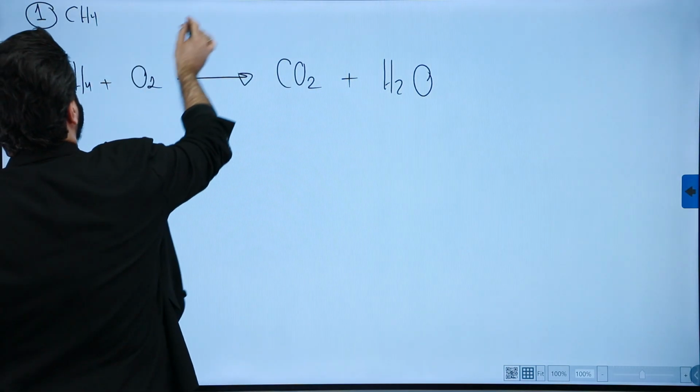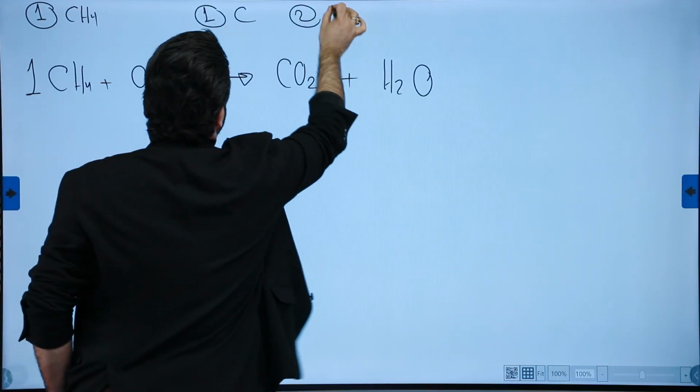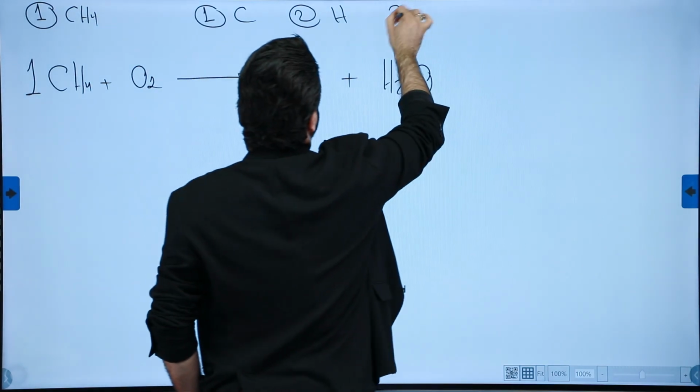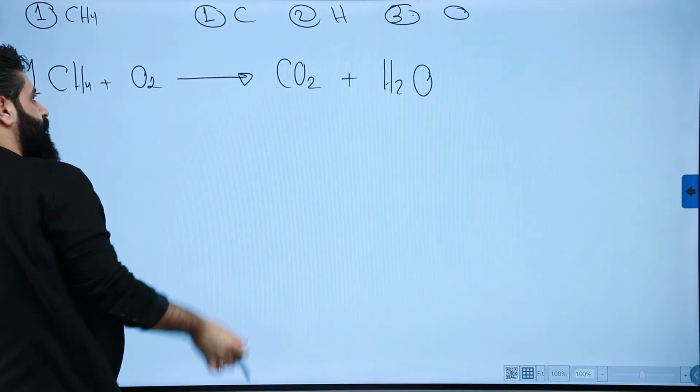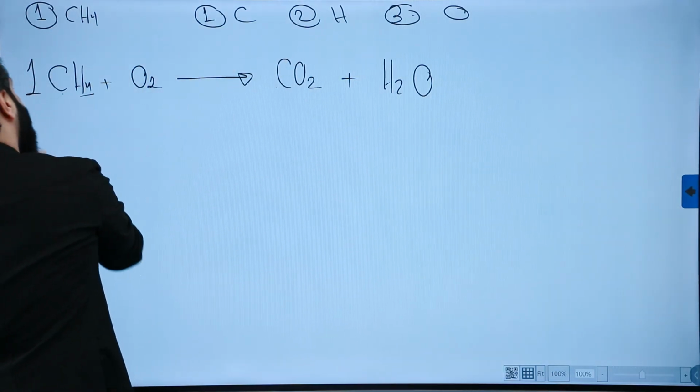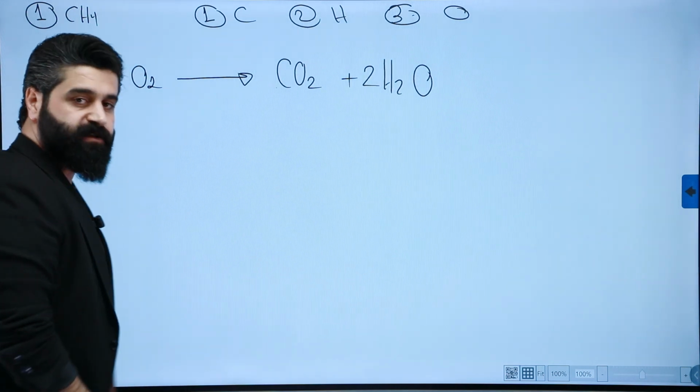Priority to balance the combustion reaction. First one, start with carbon. Second one, hydrogen. The last one is the oxygen. Carbon 1, 1. Hydrogen, we have 4 hydrogens here, but here 2. Multiply this by 2. Good?